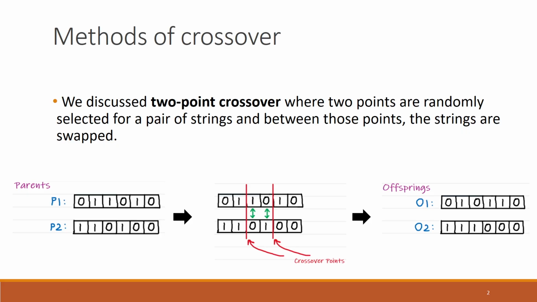Hello, welcome to lecture 17 of the course Transportation Network Analysis. In the last class we were discussing genetic algorithms, so we will continue in that direction. Let us take a look at different crossover methods.